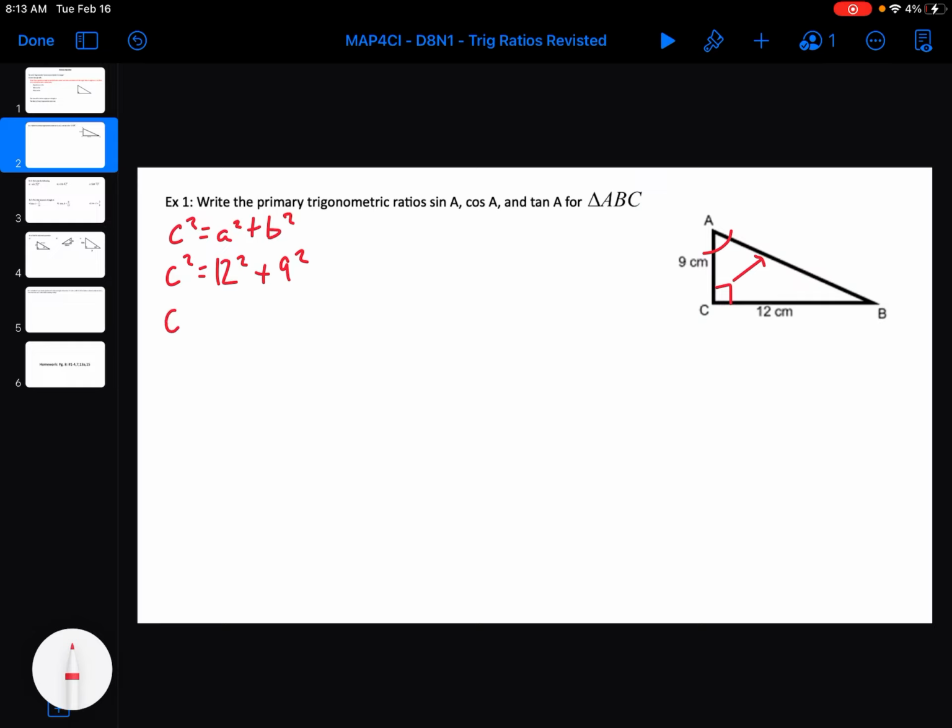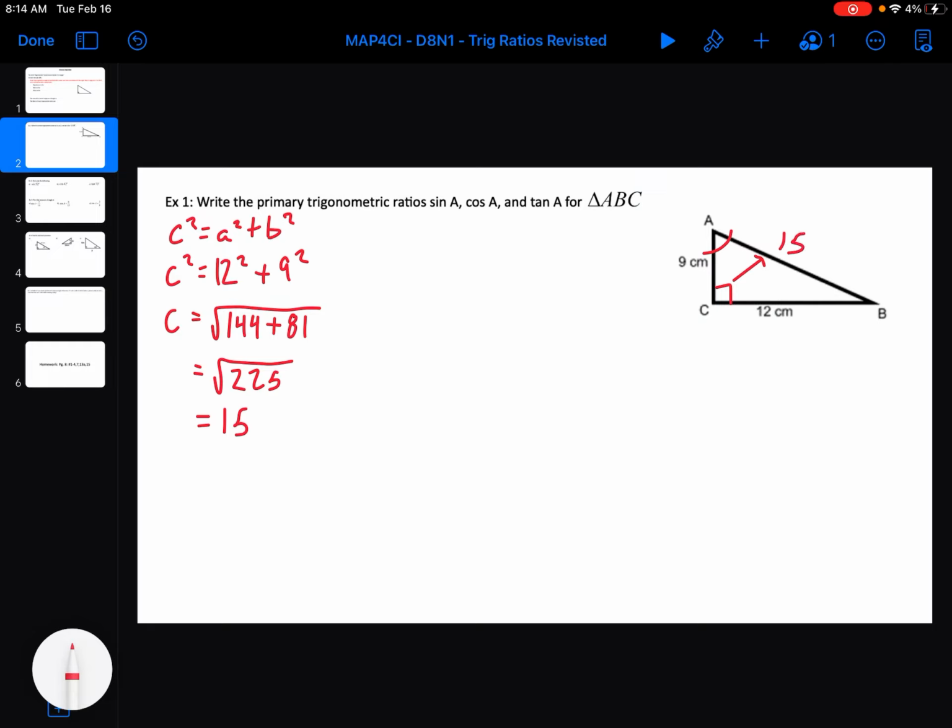So C equals the square root. 12 squared is 144. 9 squared is 81. So we now have the square root of 144 plus 81, which is 225. And then we have to square root that. Now, depending on the calculator you use, you're going to push 225 and then the square root button, or the square root of 225, but your answer should be 15. So we now have 15.